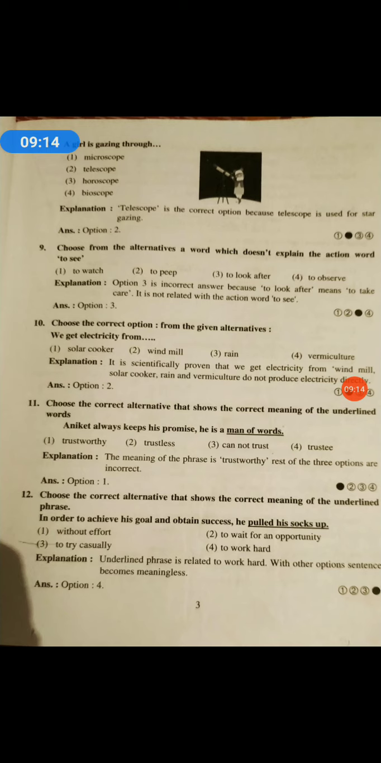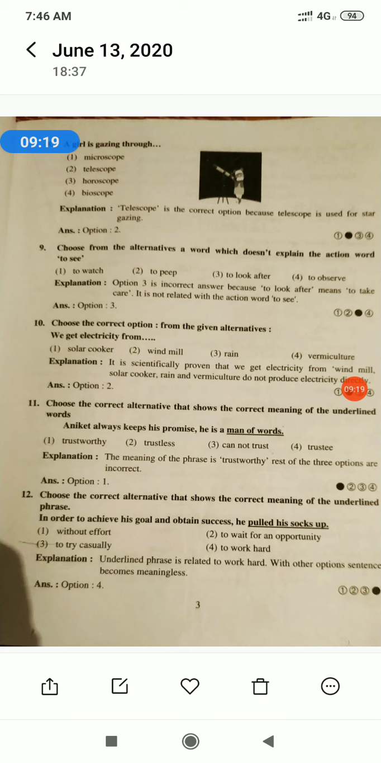Ninth one: choose from the alternatives a word which doesn't explain the action word to see. Options: to watch, to peep, to look after, to observe.